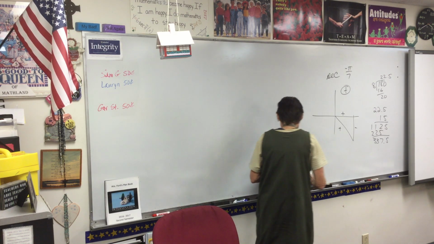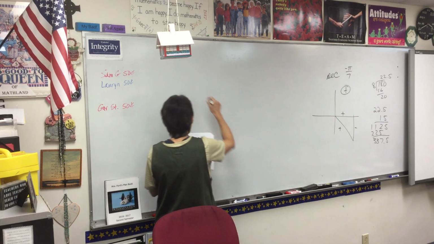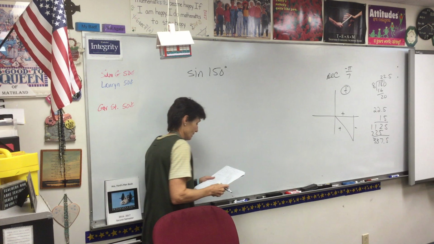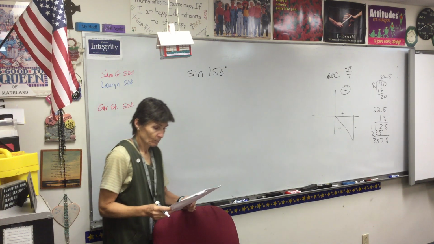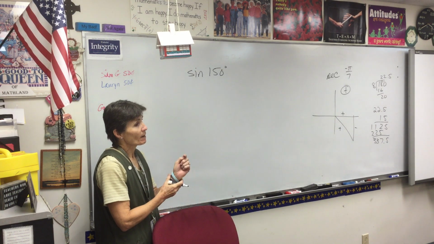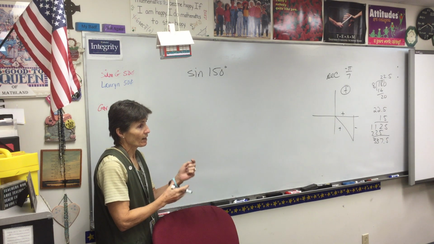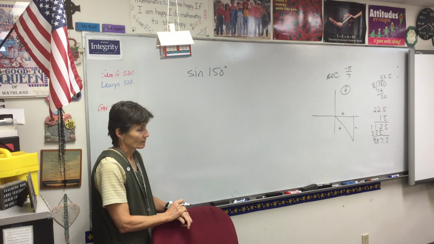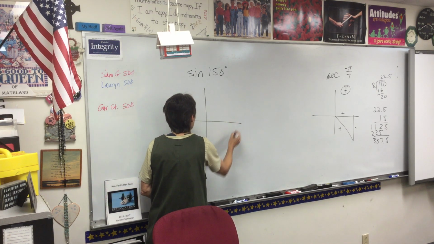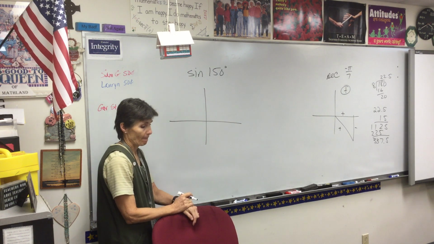Okie dokie, Smokies. Evaluate without a calculator. So now we're bumping up a little bit here. Instead of just figuring out if it's positive or negative, we're going to actually figure out the answer. So the first thing we'll do is draw 150.